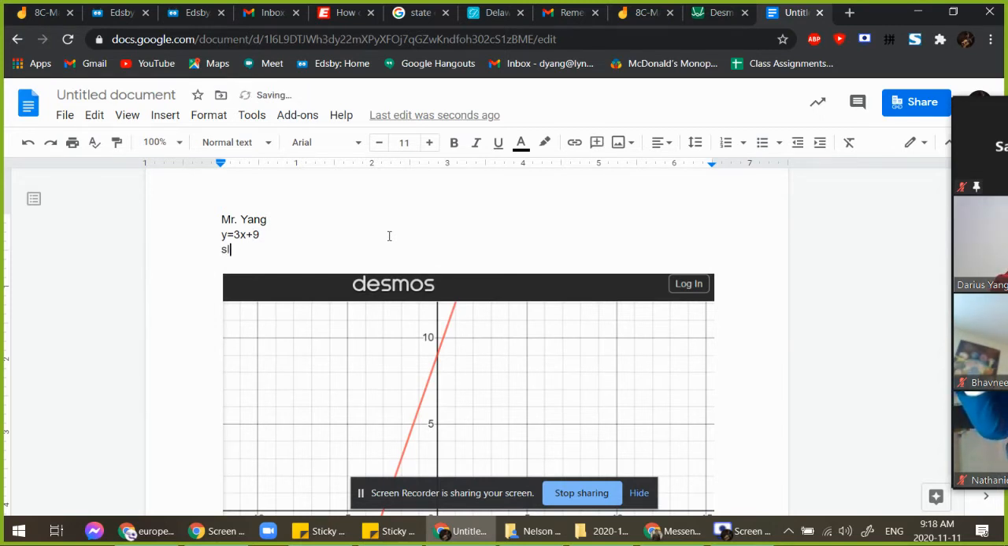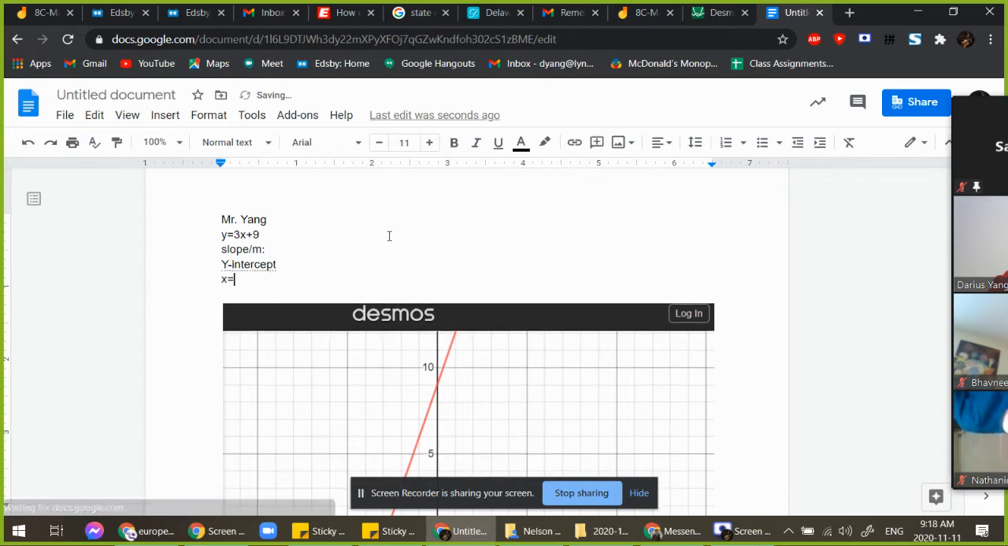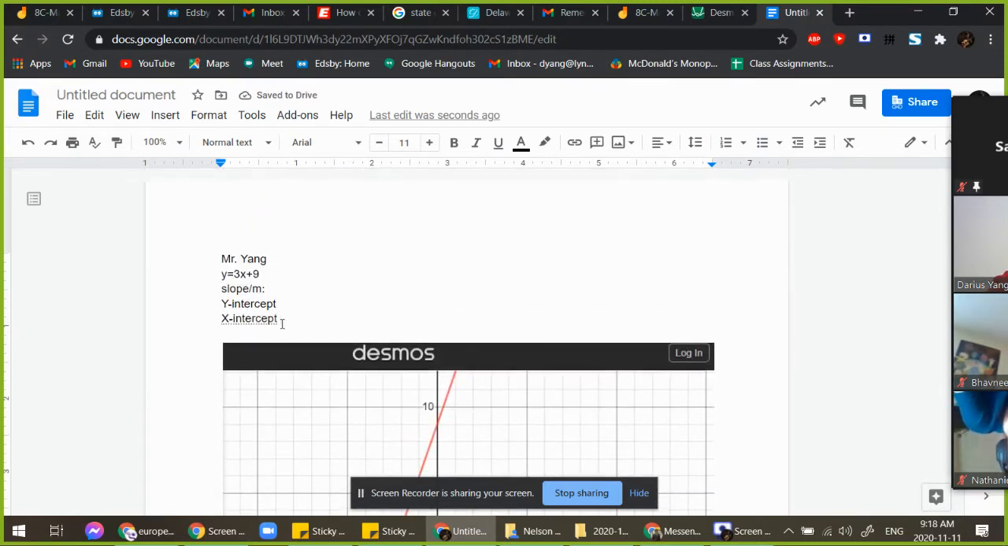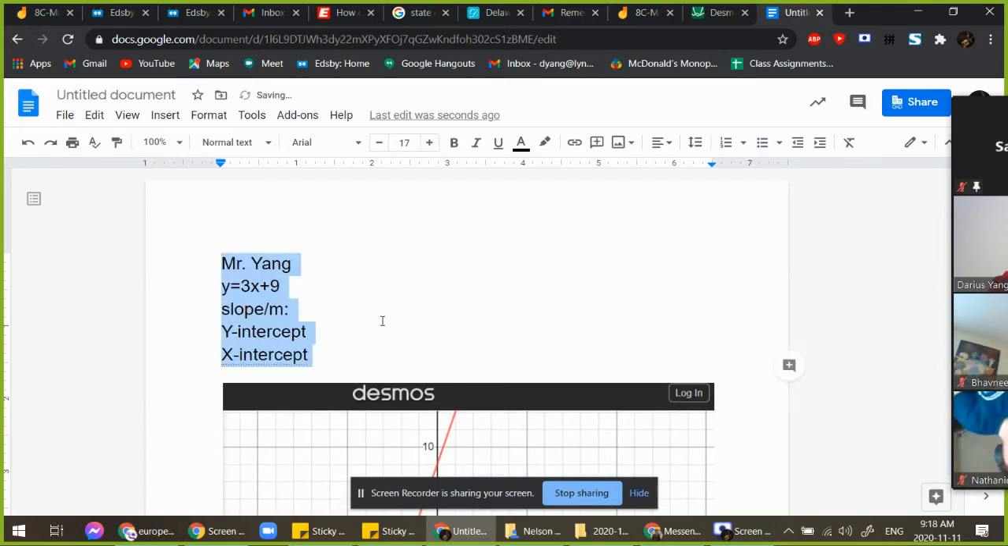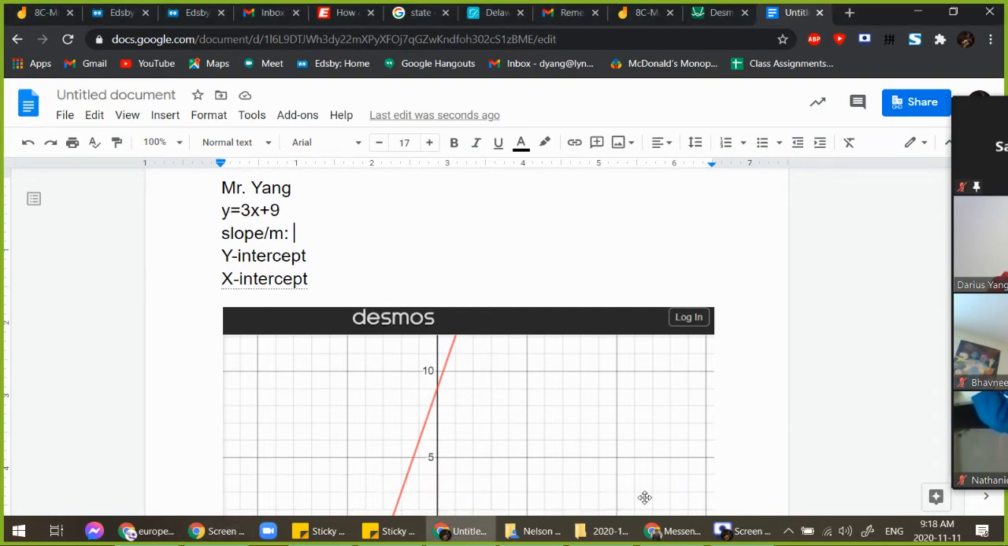What I want you to do is these three parameters: slope, or m, it doesn't matter what you call it, and then also y-intercept and x-intercept. So Devansh, what is the slope for this equation here?